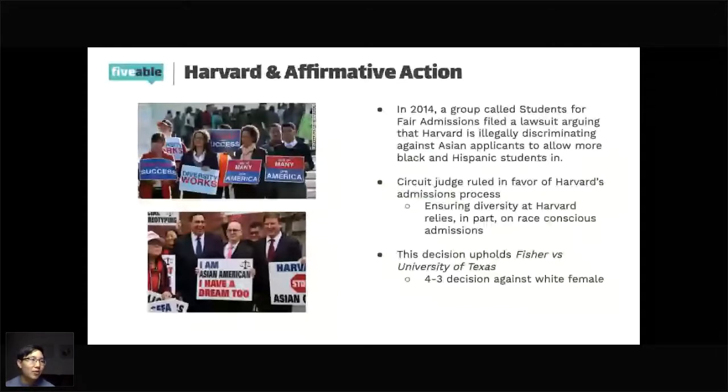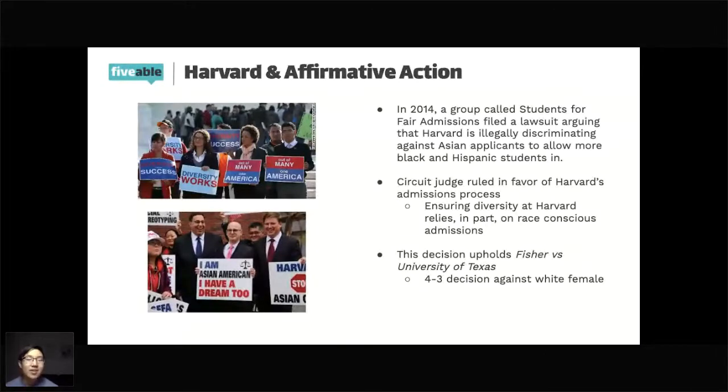Some of them believe that we should be protecting minorities. Some believe that it's racism to let in more Black and Hispanic people, but not let in Asian people who have also been discriminated against. But most recently, the circuit judge this month ruled in favor of Harvard's admissions process. They said that there was no racial quota rebalancing, and they said that ensuring diversity relies on race-conscious admissions.